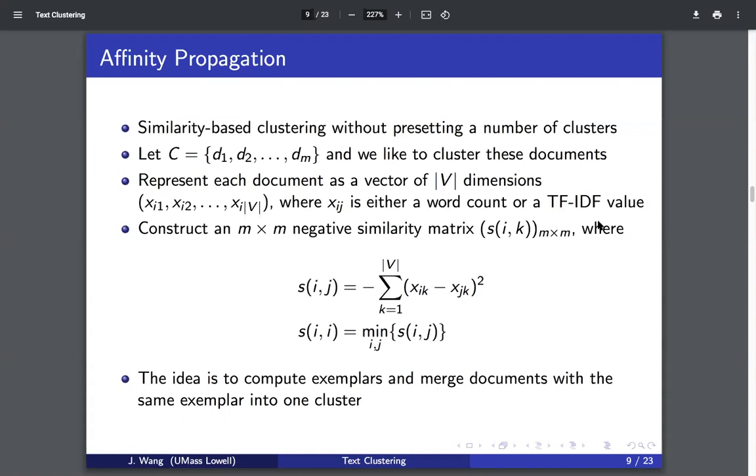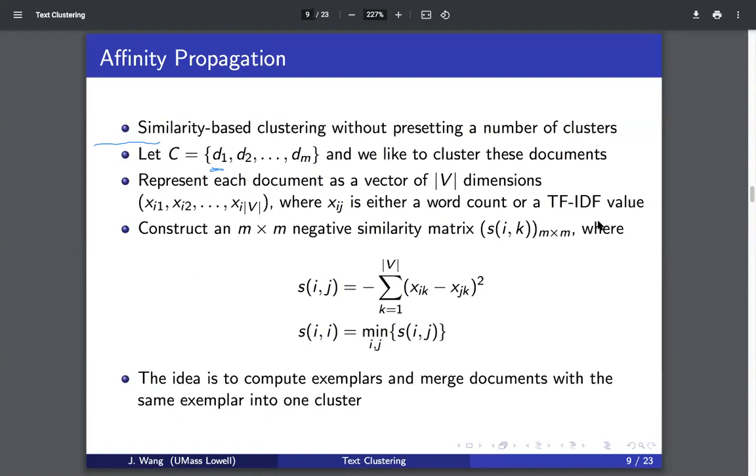Okay, so similarity-based clustering like k-means needs to preset a number of clusters, and we don't want to do this, so we need to come up with a new algorithm. Here's the algorithm. We start from here. We let C be the collection of objects, in our case, the collection of documents. We want to cluster documents. Each of these D, we think of as a document, or we can think of it as a vector, because we can represent each document as a bag of words with no implicit order of words. That is a vector representation.